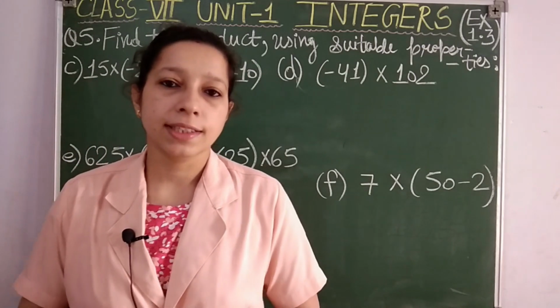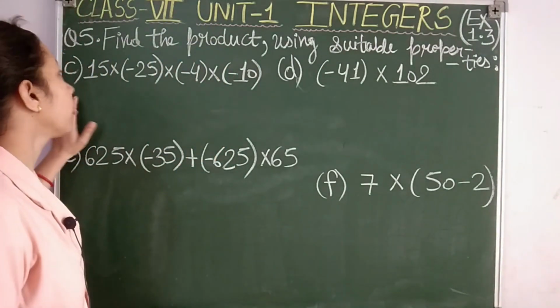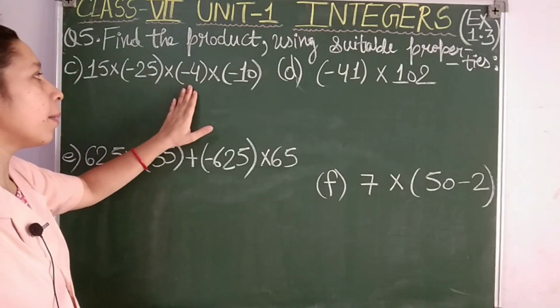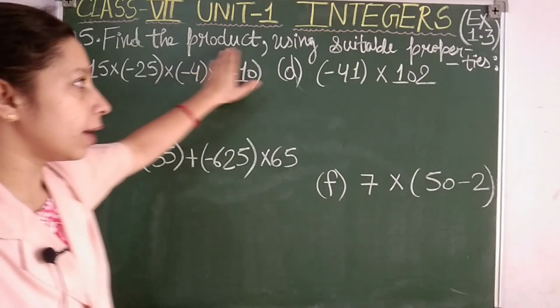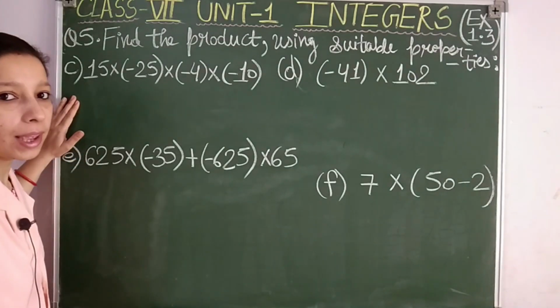Okay students, let us start our fifth question. Fifth question, C point we are going to see. So 15 multiplied by minus 25 multiplied by minus 4 multiplied by minus 10. We know that we have to find the product using suitable property, students. So here which property we can use?